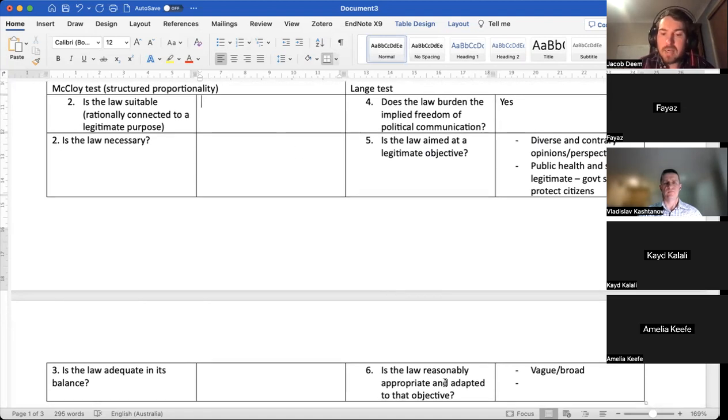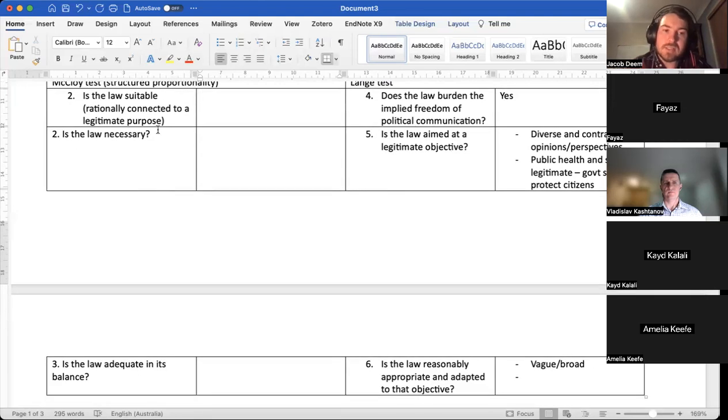And so under the first step of structured proportionality, our focus is what's the purpose, what's the objective, but we're also, to a degree, drawing in these ideas about whether it's reasonably appropriate and adapted, although not really. But we're trying to add in this layer of, is there a connection between these two things? Or is there a rational connection between these two things? And so that's an extra layer that we don't get under the Lange test.